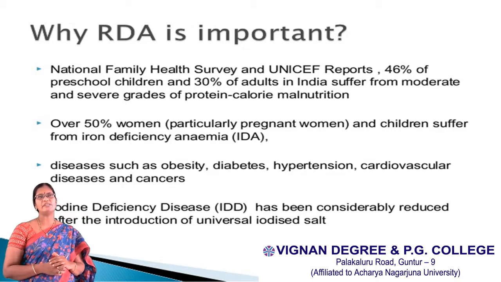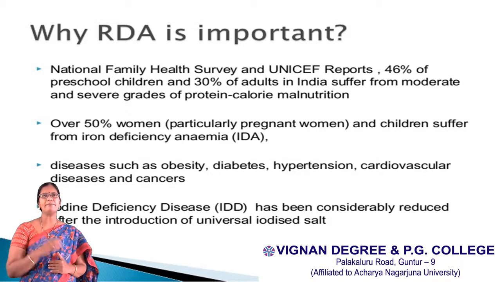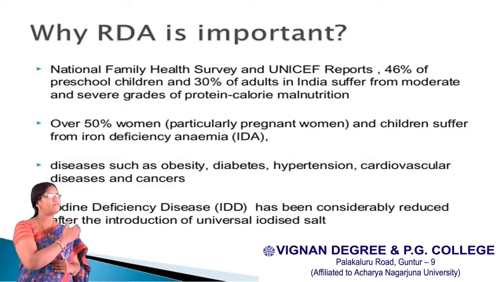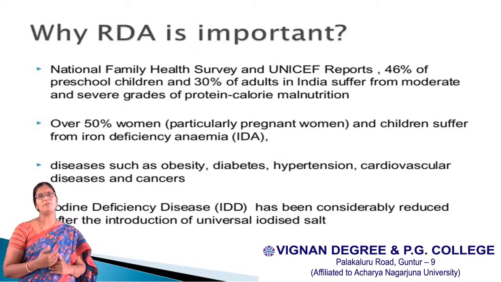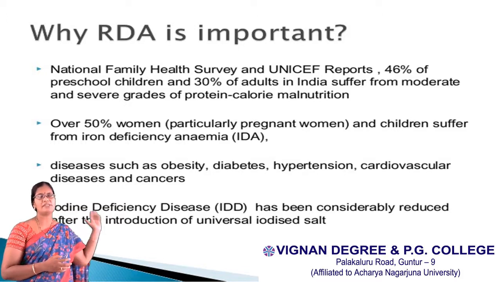According to National Family Health Survey and UNICEF reports, 46% of preschool children and 30% of adults in India suffer from moderate and severe grades of protein-calorie malnutrition. So protein-calorie malnutrition means kwashiorkor and marasmus. And over 50% of women, particularly pregnant women and children, suffer from iron deficiency anemia, which is termed as IDA. I mean iron deficiency anemia.